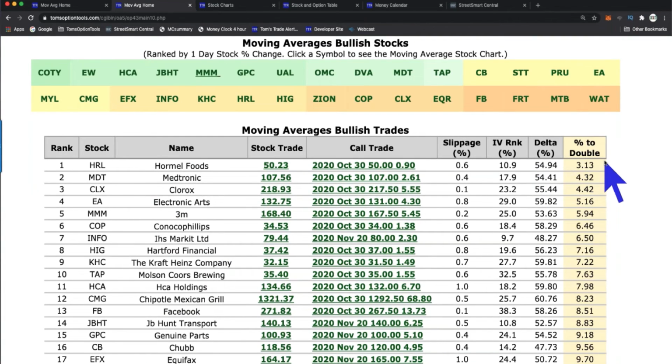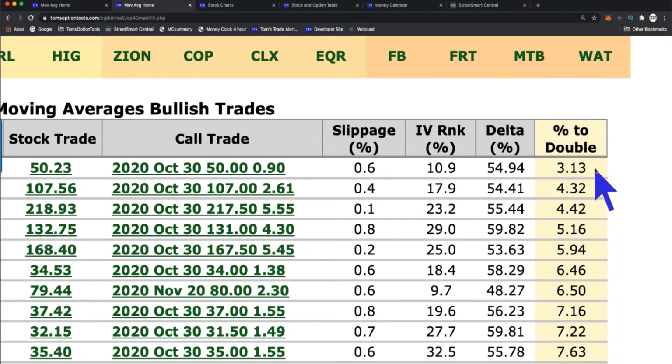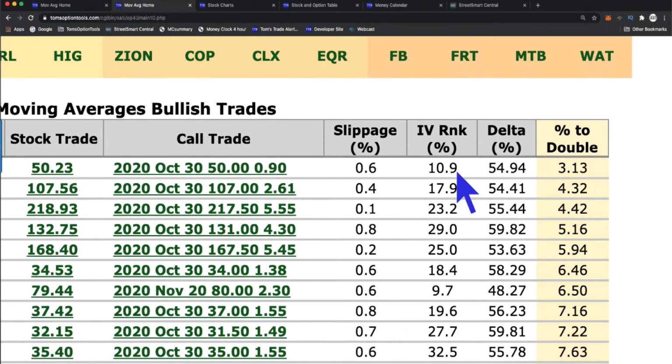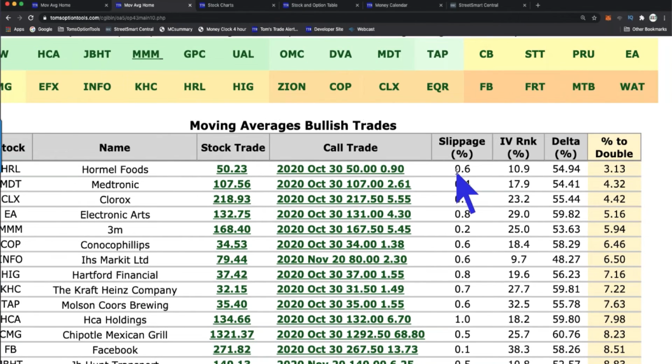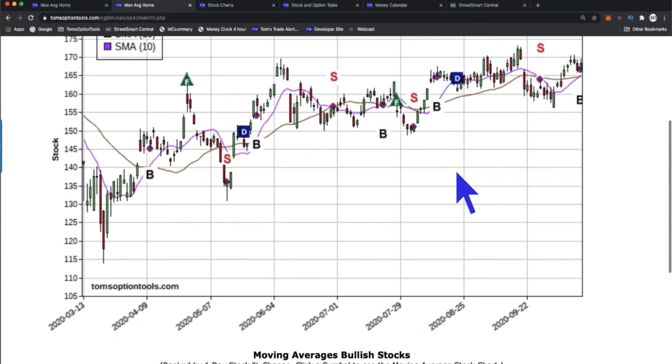It also shows us the percent to double, and by the way, the lower this number is, the better. The percent to double is at 3.13. So this might be the best value trade that we see in the 1030 cross. Let's go ahead and look at Hormel.